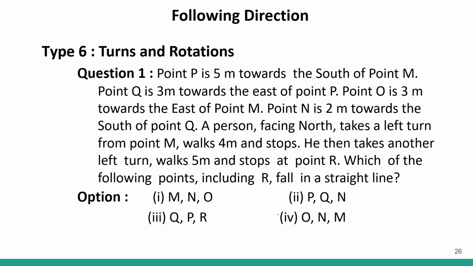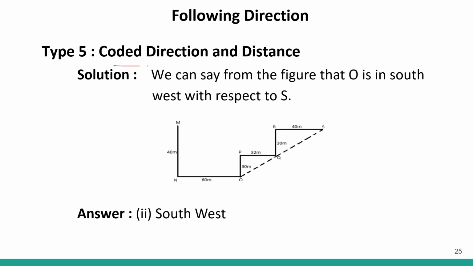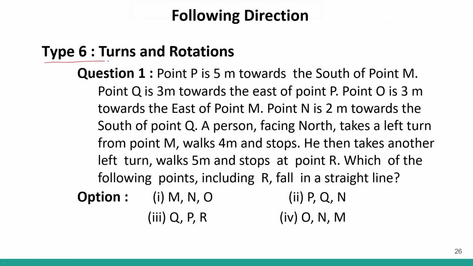Okay. So this question concluded our coding, direction and distance. Now let us move on to the last type, which is type 6, turns and rotations.